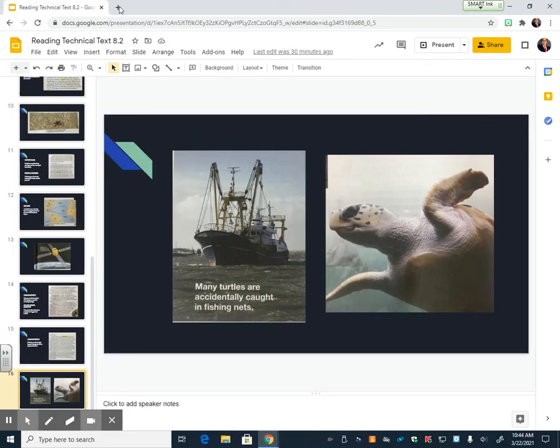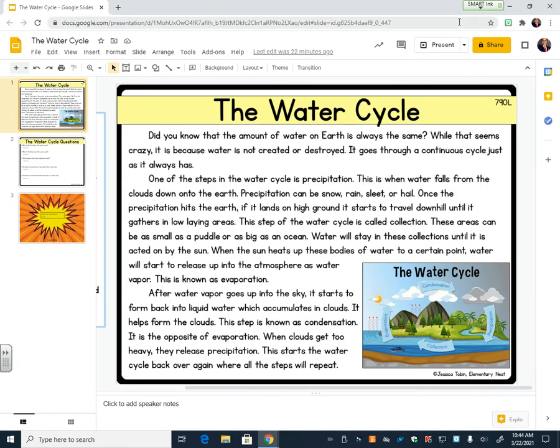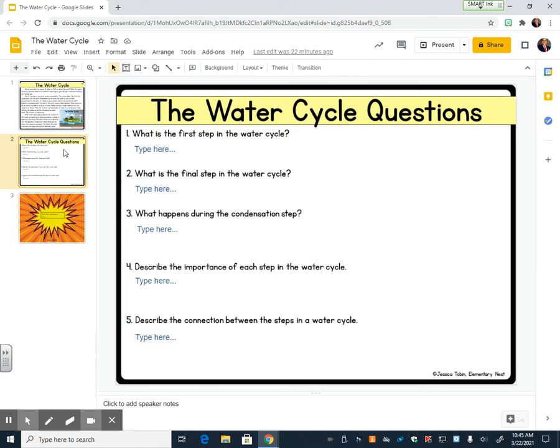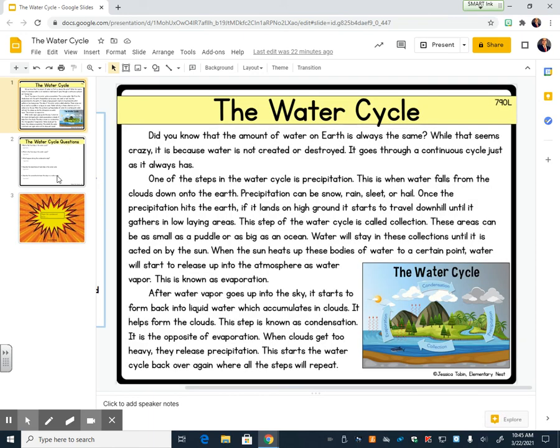All right, now, for your assignment today, you are going to go into Canvas and you're going to be reading the water cycle. After you read the water cycle, you're going to answer the 5 questions, and then you are going to type today's code word. Now, I haven't said the code word yet, but the code word for today is going to be turtles, since that's what we read about. So go ahead and just type the word turtles there, and then after you're done, you're just going to hit submit, and your teacher will be able to give you some feedback on your assignment.